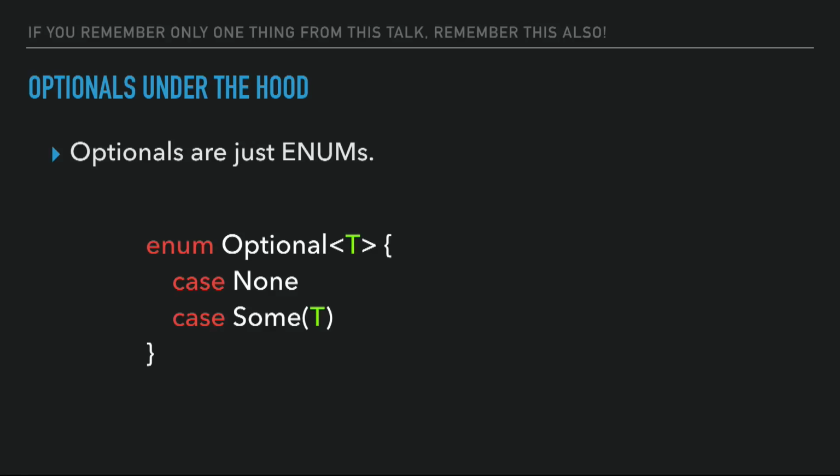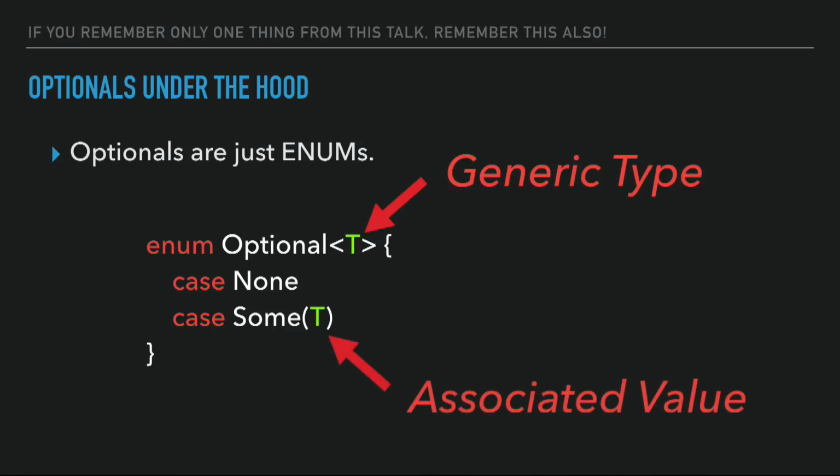Did I lose anyone anywhere? Pretty simplistic, really. Pretty damn clever, if you think about it. They just give you an enum, two cases. I've either got a value or I don't. The system knows how to deal with it. So, T, your generic type. Your associated value is of type T.